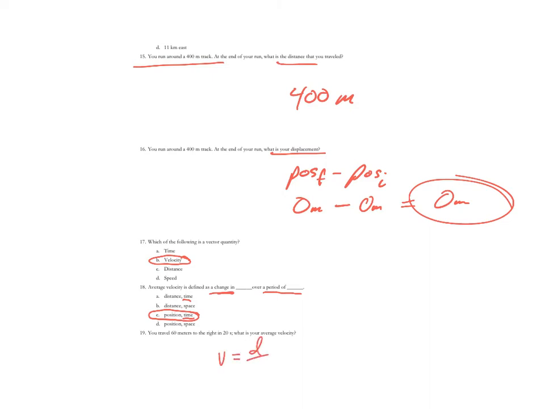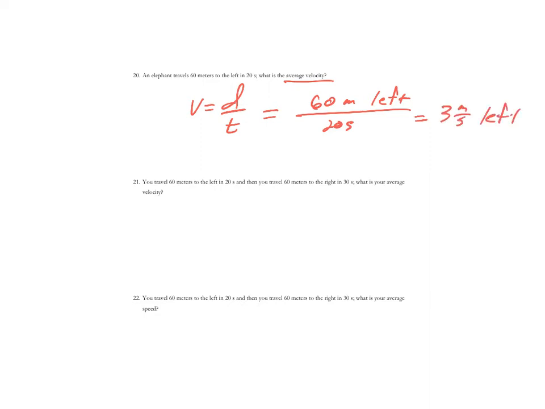Velocity equals displacement over time. The displacement is 60 meters to the right, and we did that in 20 seconds, so this would be 3 meters per second to the right. Average velocity equals displacement over time. The displacement is 60 meters to the left, and it took 20 seconds to do that. So this is 3 meters per second, you guessed it, to the left.